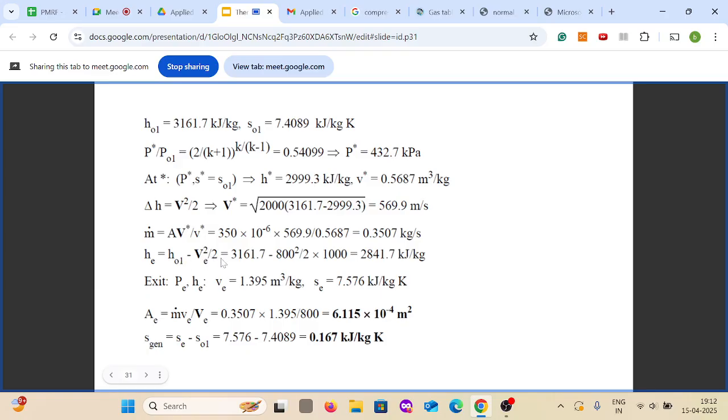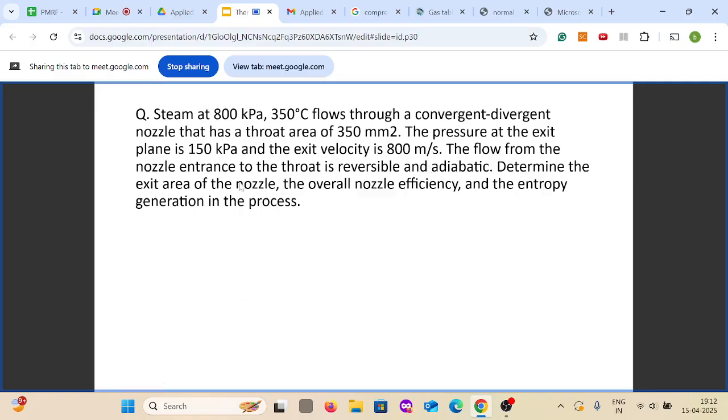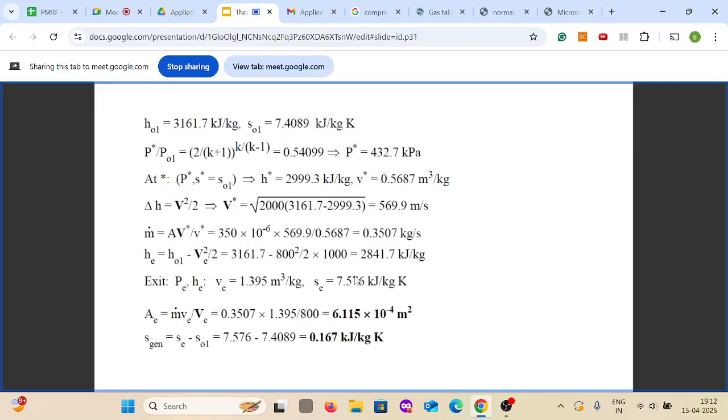And the exit enthalpy is H naught minus V square by 2. So we know the inlet enthalpy and exit velocity. So He comes out to be 2841.7 kilojoule per kg. So at exit we know the exit pressure and enthalpy. So the exit pressure is given as 150 kilopascal, and enthalpy is 2841.7 kilojoule per kg. So corresponding to this pressure and enthalpy, we can find out the specific volume.